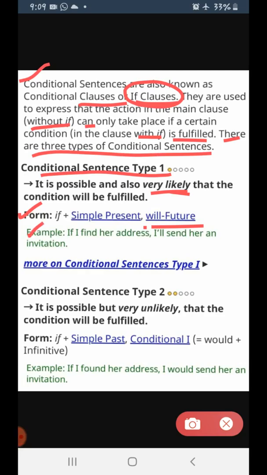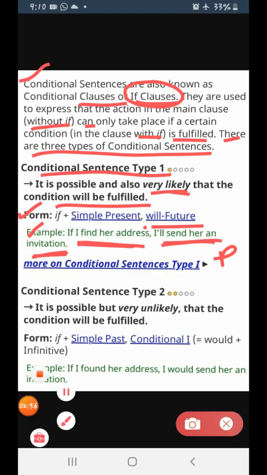Example: if I find her address, I will send her an invitation. Now see here, if I find her address, I will send her an invitation. The condition is fulfilled here. That means the sentence is positive. Clear? Okay, now let us see conditional sentence type 2.